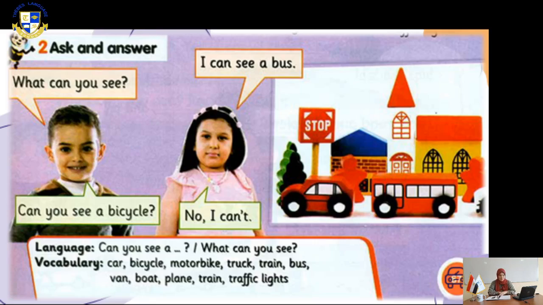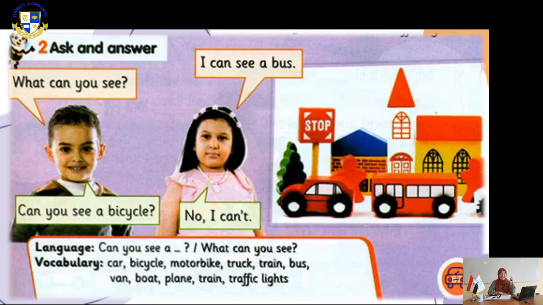Exercise number 2 at the same page, page 67, ask and answer. Here we have a boy and a girl. They are talking together according to the picture beside them. The boy is asking the girl, "What can you see?" Look at the picture. What can you see? The girl is saying, "I can see a bus."